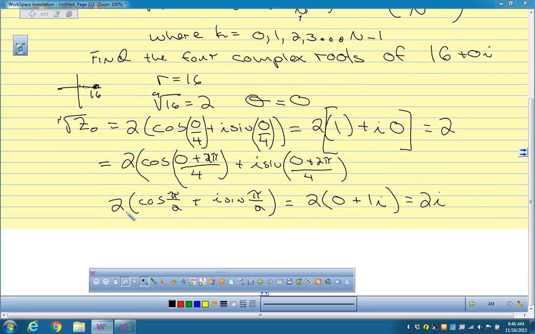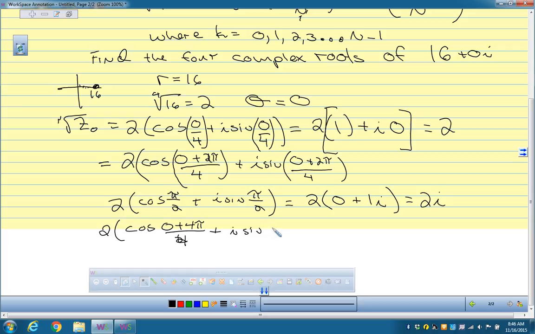Okay, so let me just do the next one. The next one is going to be 2 times the cosine of 0 plus 2 pi times 2, which is 4 pi, divided by 4, plus I sine. You're going to plug in 2 in here, right, into the formula. It's divided by 4, I'm sorry.